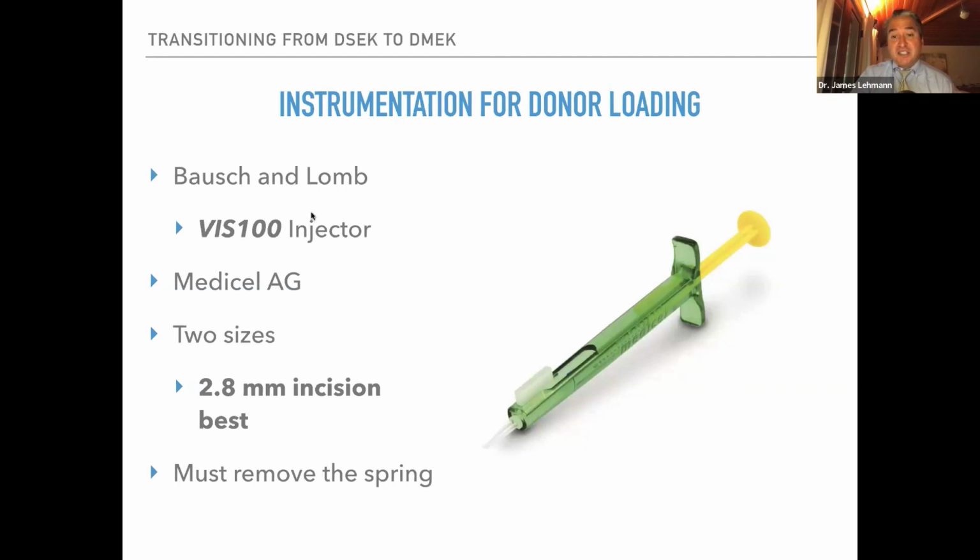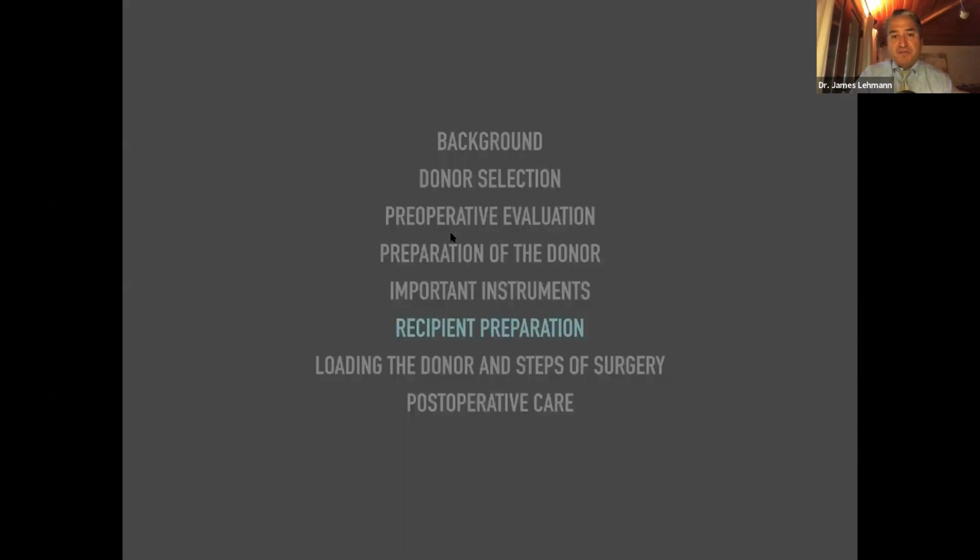In the United States it's distributed by Bausch & Lomb, and it comes in 2 sizes. I recommend the 2.8 millimeter version. And there's a spring present in here that you need to remove prior to loading. So this is what I used to do. The other very popular technique in the United States is called the Jones tube, and it's similar to the Goiter glass cannula, just a little bit bigger.